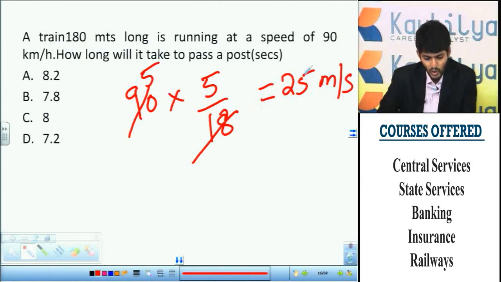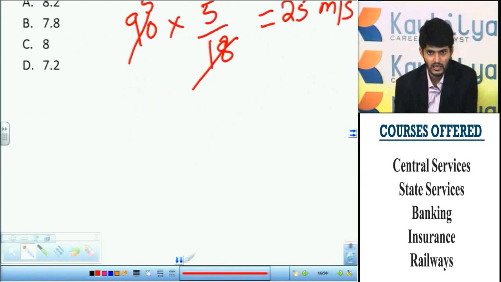Now see what he is asking: a train is crossing a post. The first thing we need to understand in such problems is, let us say I am standing near a railway signal and a train has to cross me. I would say the train has crossed me only when the last bogie of the train has crossed me. I would not say the train has crossed only when the engine has crossed me. Only once the last bogie crosses, I would say it has completely crossed.